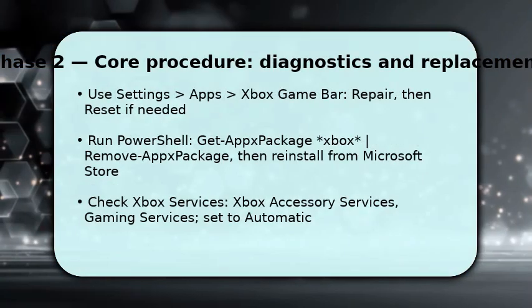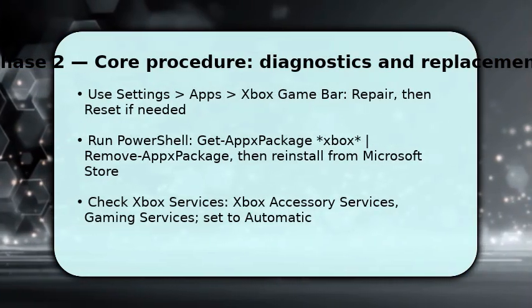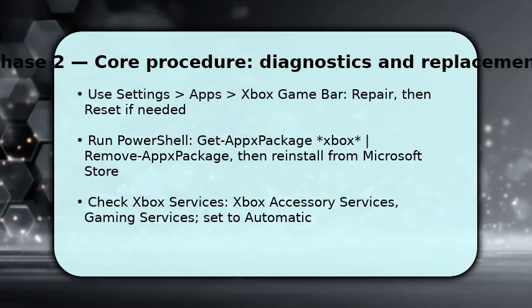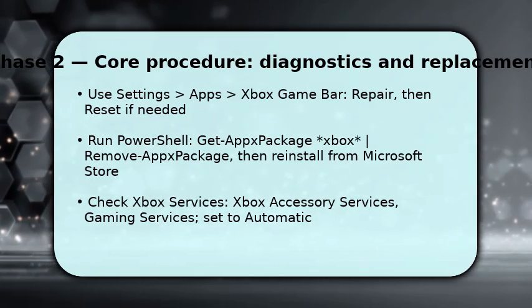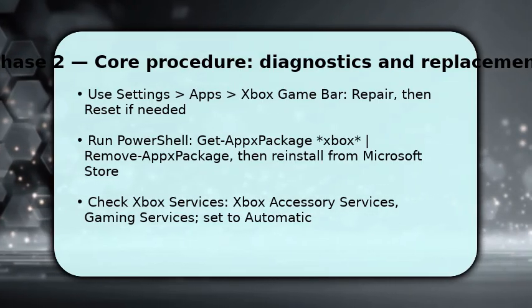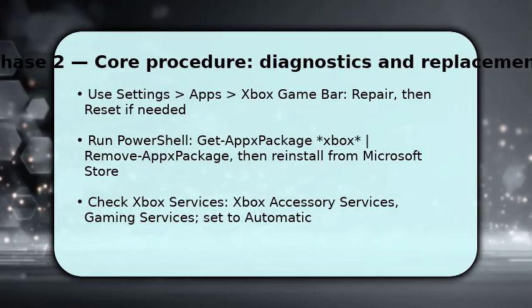Go to Settings, Apps, choose Xbox Game Bar, repair first, and then reset if repair fails. If reset doesn't help, remove and reinstall. Run PowerShell to remove Xbox packages because stale packages block launch, then reinstall from the Microsoft Store.